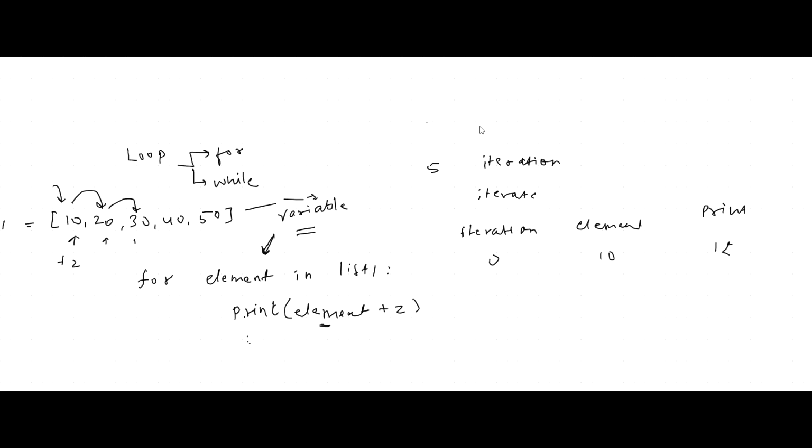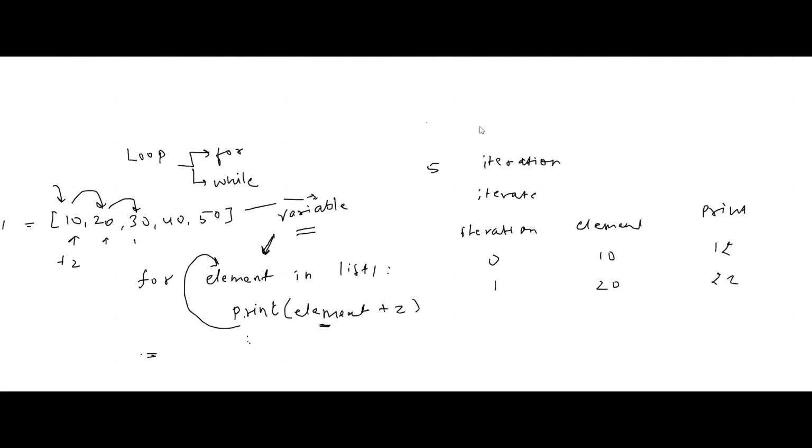Now, Python will see that the indentation has ended. If you have any other logic, it will not go there. It will go back to your loop, and now element will take the next value. Element will then take the value 20. So we are starting with iteration 1, in which it will take the element value 20, and it will print 22.